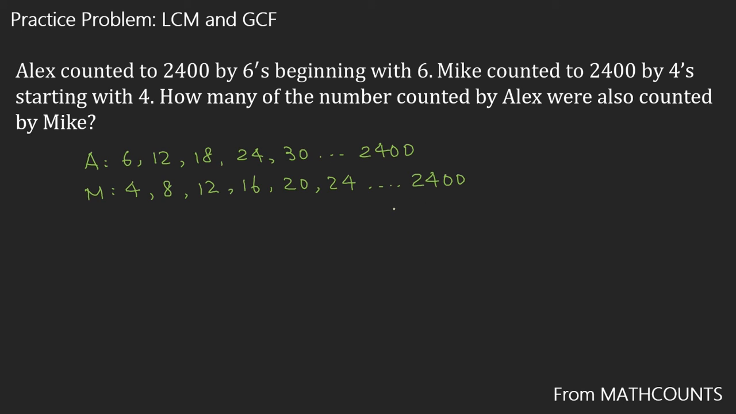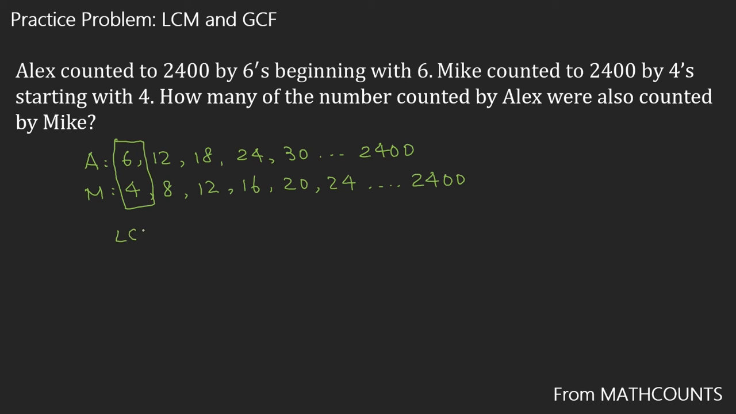Okay. So again, the numbers in each sequence are multiples of the first number in their sequence, which is 6 and 4. And the numbers that occur in both sequences are common multiples of 4 and 6. If we find the first one, which is the LCM, then we can find all of the rest of the common multiples. And these common multiples are numbers counted by both Alex and Mike.